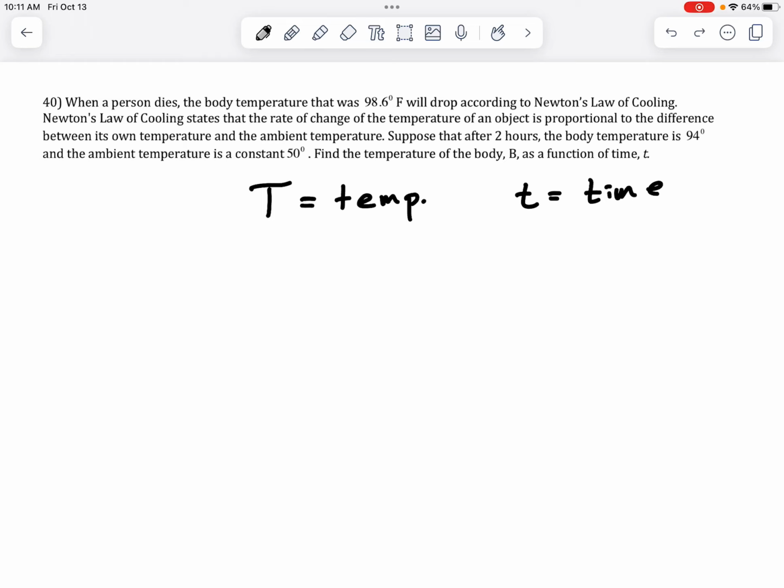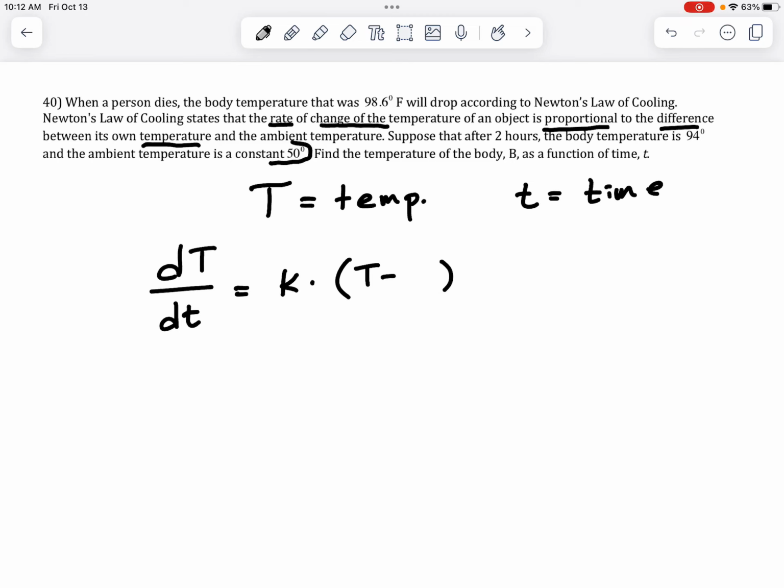And it says that the rate of change of the temperature, so that's saying the derivative of the temperature with respect to time, is proportional, so that means that it's a constant, times the difference between the temperature and the ambient temperature. So that means it's the difference between the temperature and the ambient temperature, which in this problem, the room is 50 degrees. So that is the difference. Now that we've set up the differential equation, we can solve it.